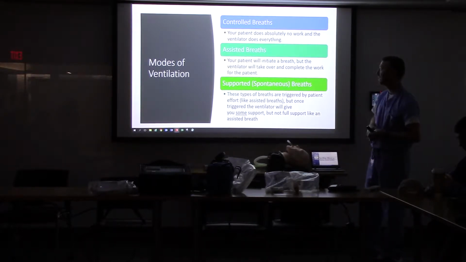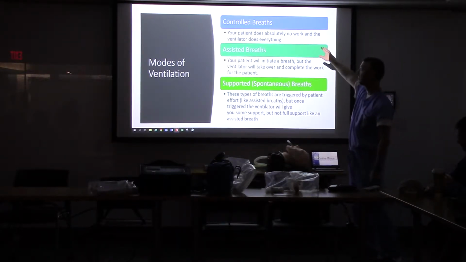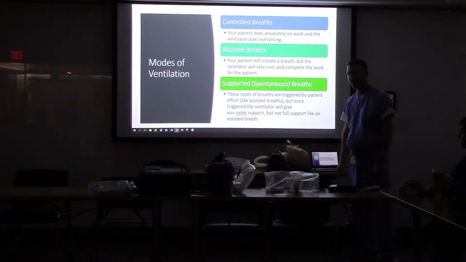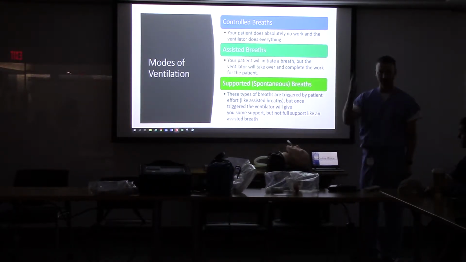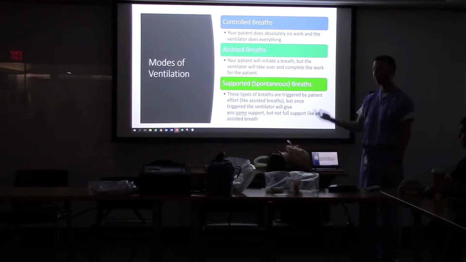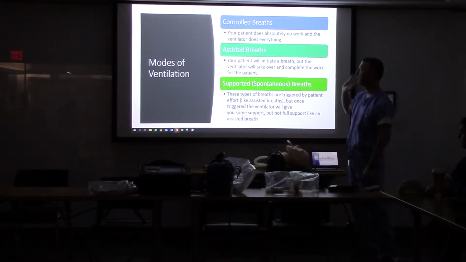So on the machine side, it's called a controlled breath. If you set the dial to 500, that is all you're getting. You get 500 every time. It's precision. 500 goes in, hopefully 500 comes out. But that's a different story.